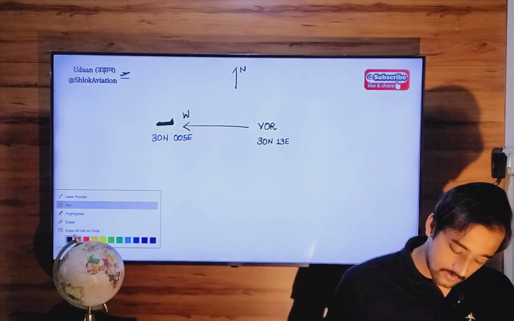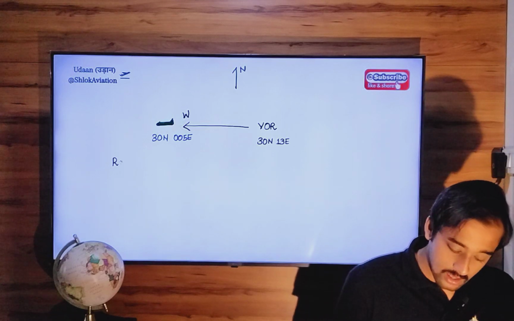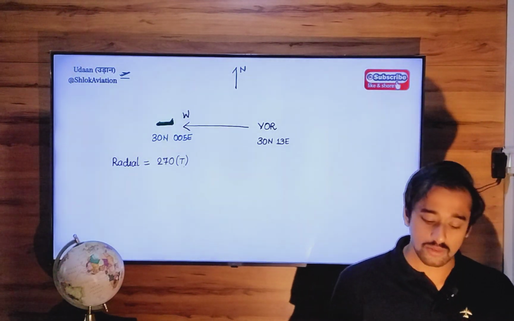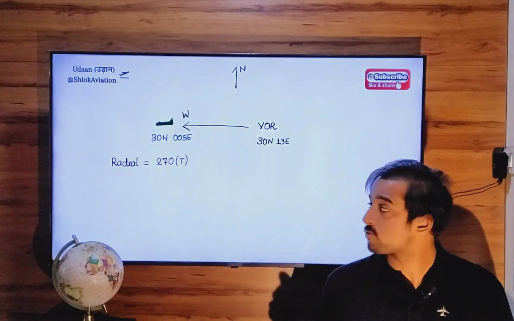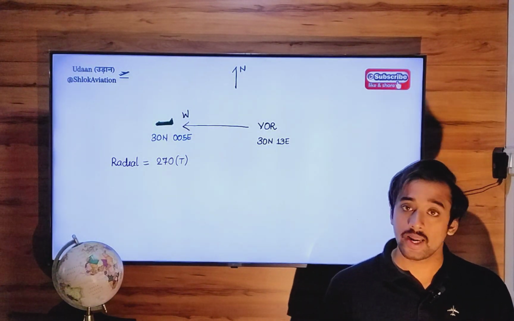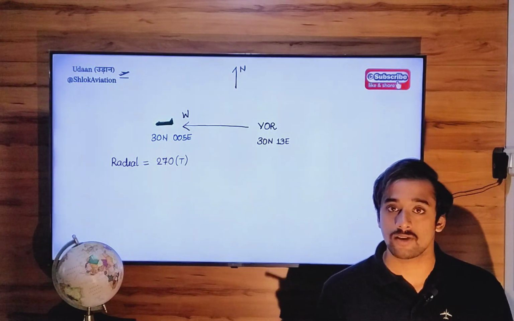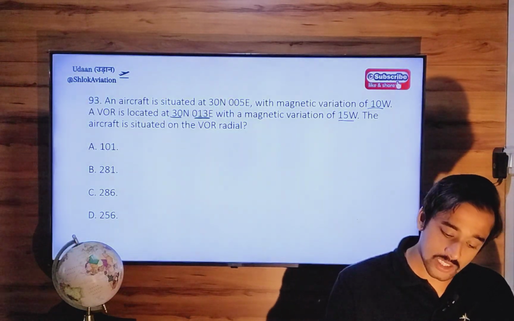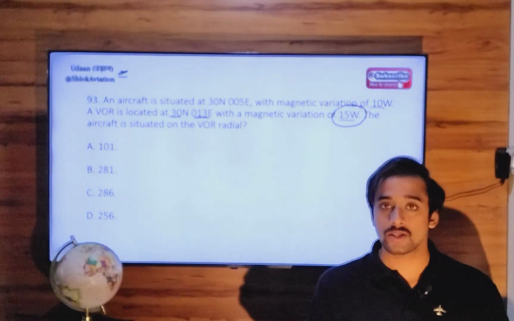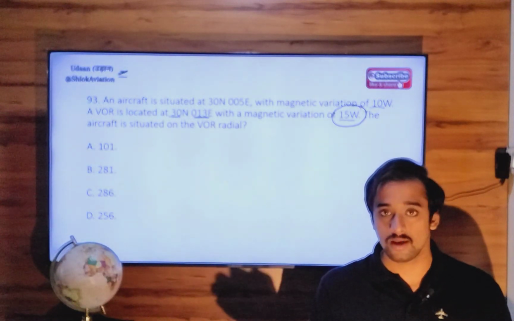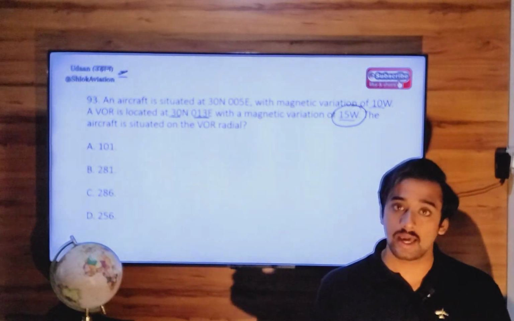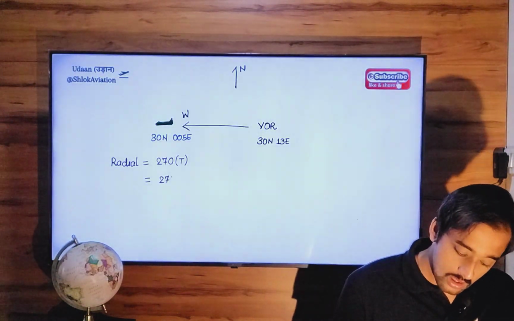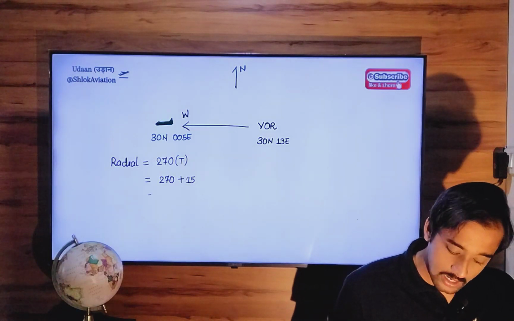So the radial of this aircraft will be 270 true. That means your aircraft is situated on a radial of 270 from this VOR. But all VOR radials are magnetic in direction. Convert this 270 true into magnetic. So apply variation. Variation at the VOR station is 15 degrees west. In case of VOR questions, use variation at the VOR station. In case of NDB questions, use variation at the aircraft location. So 15 degrees west. So radial will be 270 plus 15, which is 285.